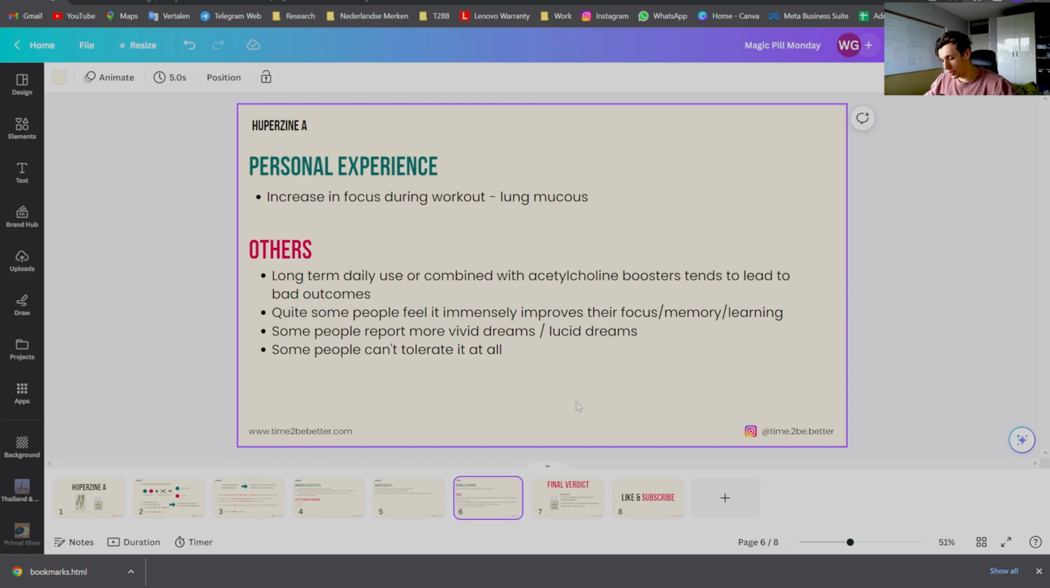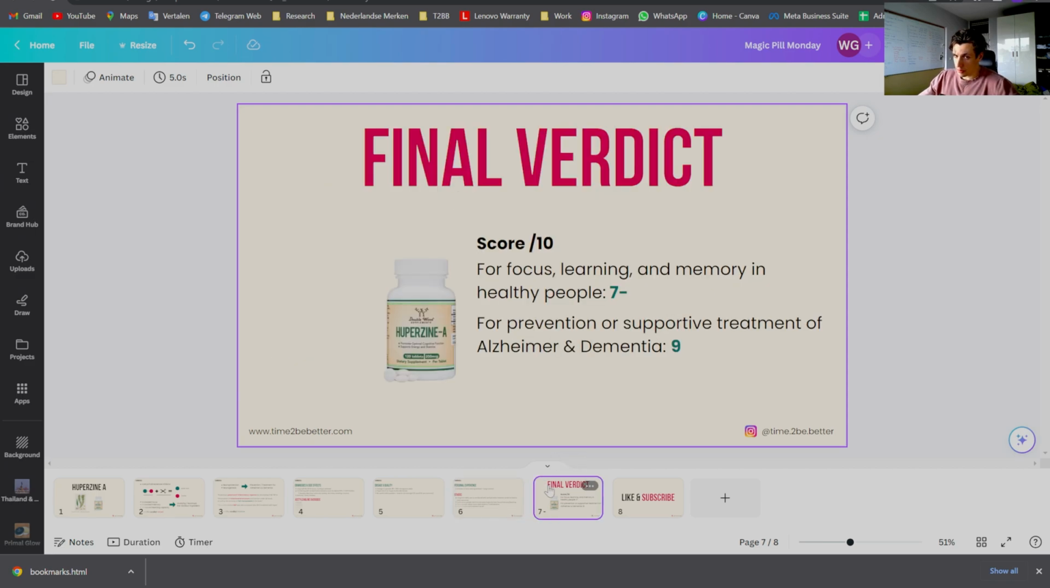And finally, there are some people that simply cannot tolerate Huperzine A at all. And this is just because we are all different genetically, our neurochemistry is slightly different, we're all eating different diets, etc. So some people might simply be very sensitive to this compound, or they might already have a lot of acetylcholine in the brain. Their neurochemistry is simply wired that way. And by taking this supplement, they just push themselves over the edge and they get these side effects of having too much acetylcholine.